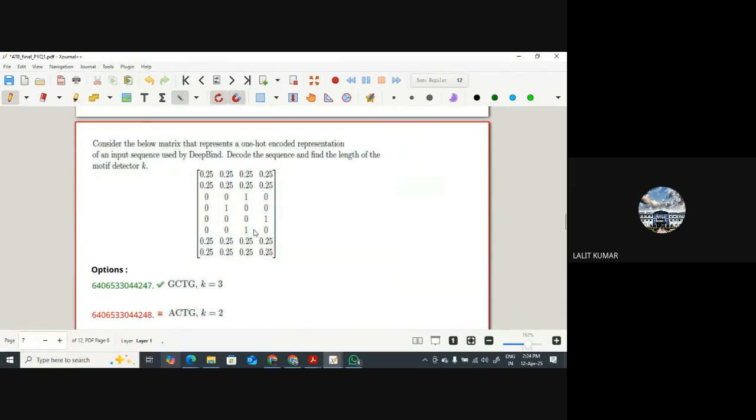Then we go to the next question. Consider the below matrix that represents a one-hot encoded representation of an input sequence by DeepBind. Decode the sequence and find the length of the motif detector. So see here, by seeing the diagram, we can see that there is a padding of 2.